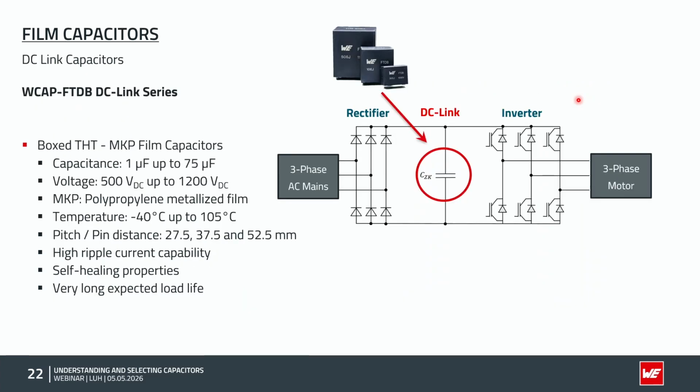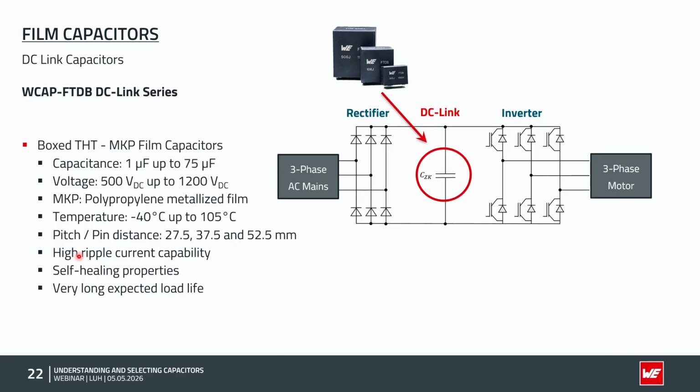If we speak about film capacitors, we also can speak about DC link capacitors, which is our WCAP-FTDB DC link series. These capacitors can be used in a DC link circuit, such as bus link capacitors. This series offers 1 microfarad up to 75 microfarads, so more capacitance than other film capacitor series, and they also offer high voltages. They use MKP because it's a very efficient material. We have temperatures up to 105 degrees.